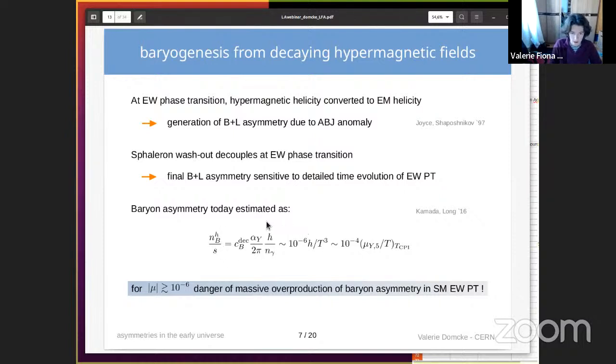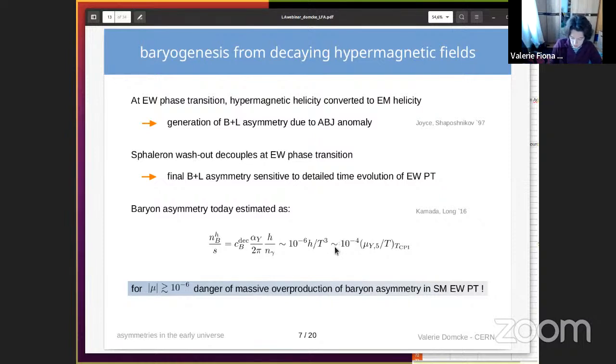Now I'm just plugging in some numbers. This term, as I said, depends on the competition between the source term and the washout term, and there's actually significant theoretical uncertainty on that, I would say plus or minus one to two orders of magnitude, at least. But taking the central value for this number and just plugging in the constants here, we see that we expect a baryon asymmetry of about 10 to the minus 6 times the helicity in units of temperature.